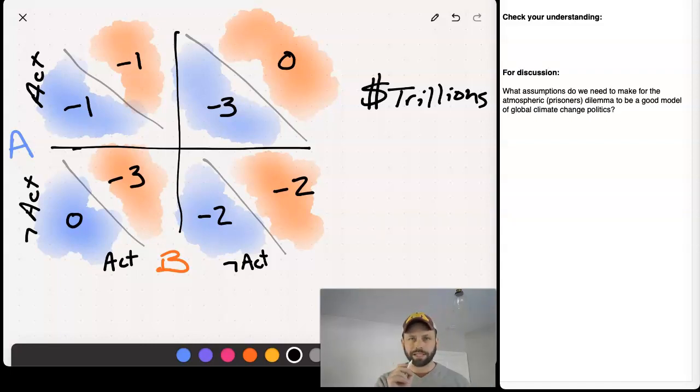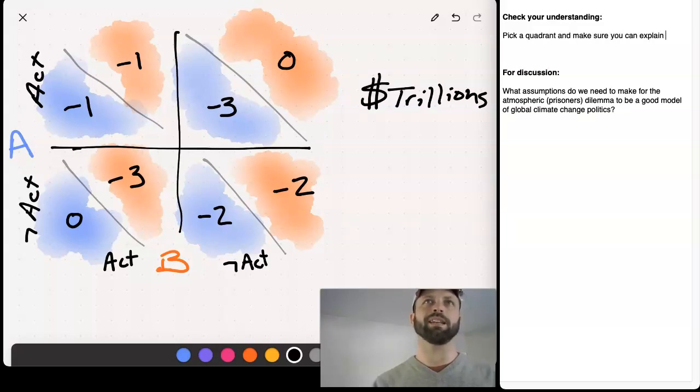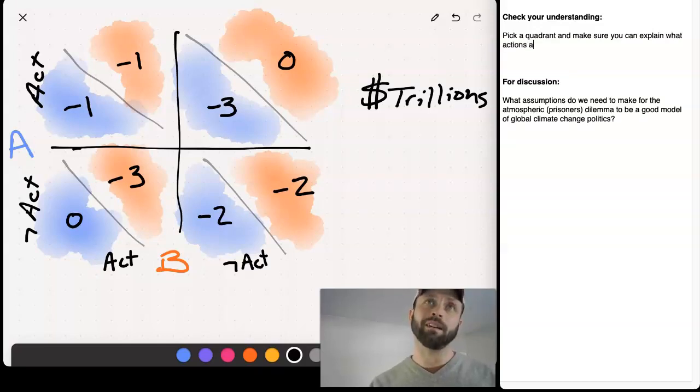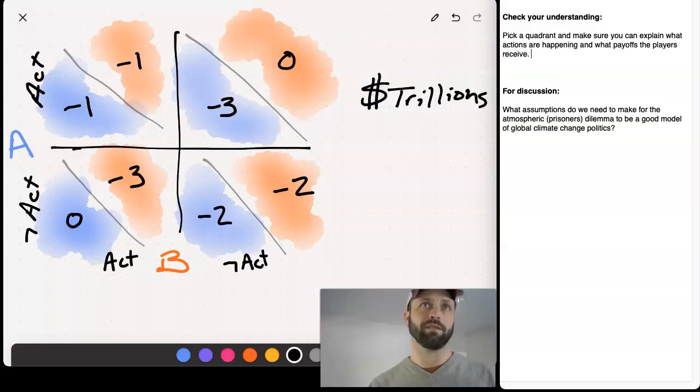So just to check your understanding real quick, make sure that you can pick one quadrant of this grid and explain what actions are happening and what payoffs the players receive. You should pause the video, make sure that you can explain that, because if you can't put it in your own words, this is going to be a little confusing.